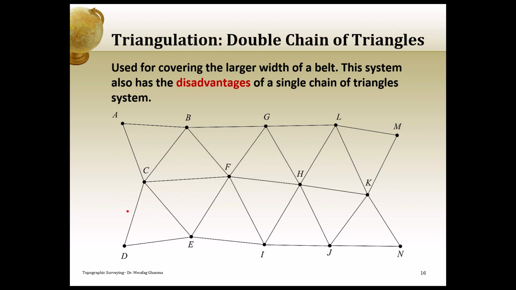The double chain of triangles has the same advantages and disadvantages, and it is also used for a narrow strip of terrain.